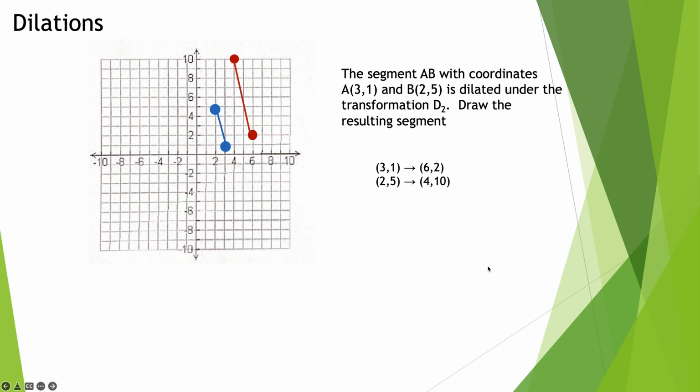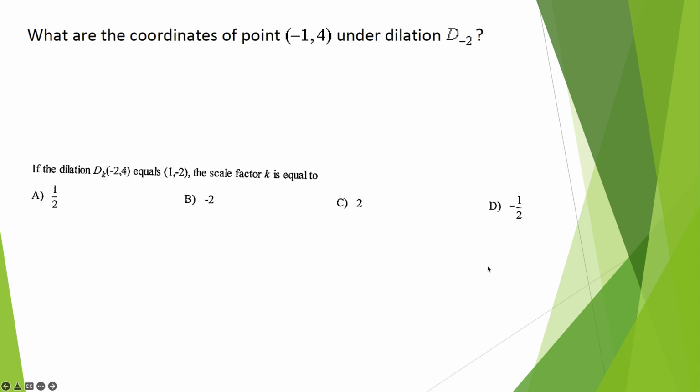All right, now we don't graph dilations too often because the numbers can get really big. But we do a lot of questions like these. What are the coordinates of the point negative 1, 4 under a dilation of D negative 2? Go ahead.